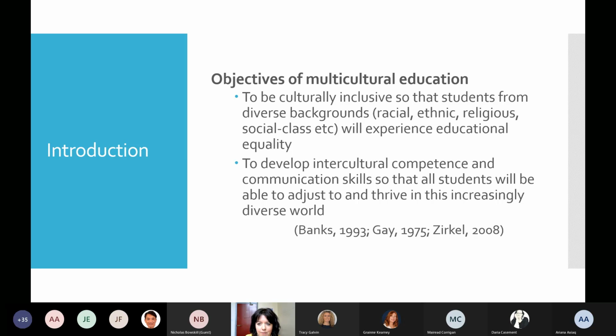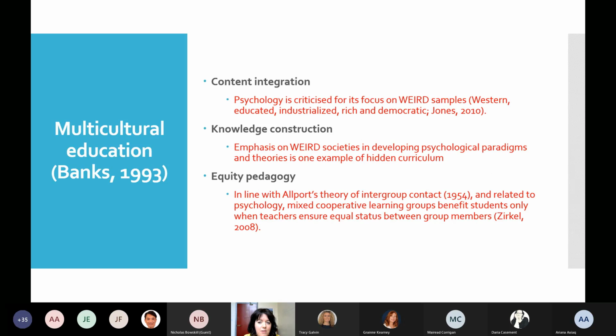So we adopted the view of some of the major theorists of multicultural education that the 2 major objectives of multicultural education are firstly to be culturally inclusive, so that students from diverse backgrounds will experience educational equality, and also to develop intercultural competence and communication skills so that all students will be able to adjust and thrive in this increasingly diverse world. And for this research, we started from Banks's 5-dimensional model of multicultural education.